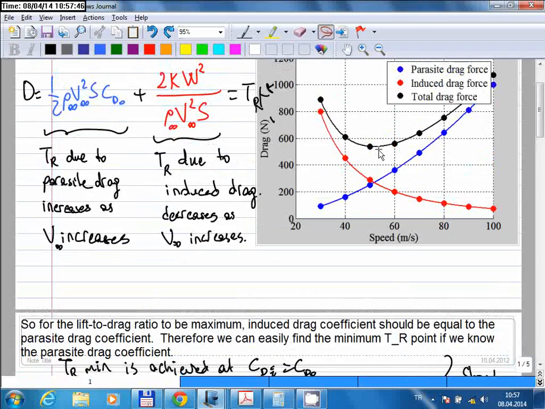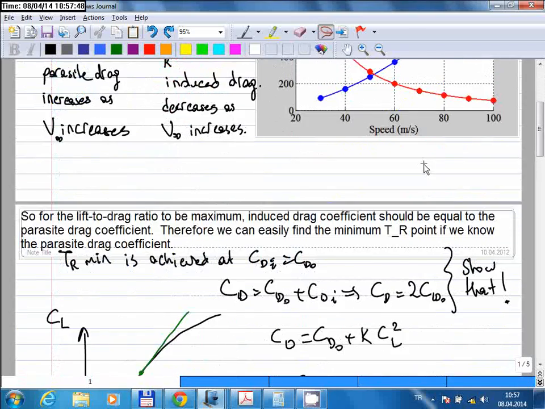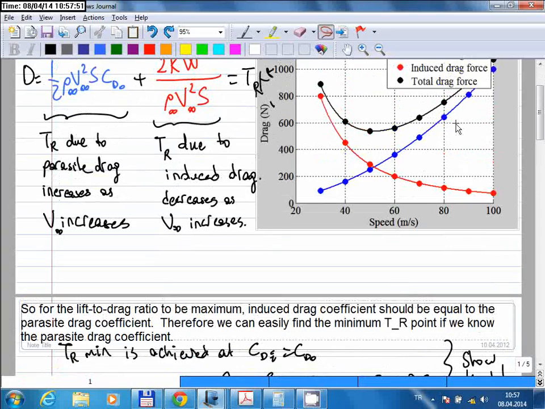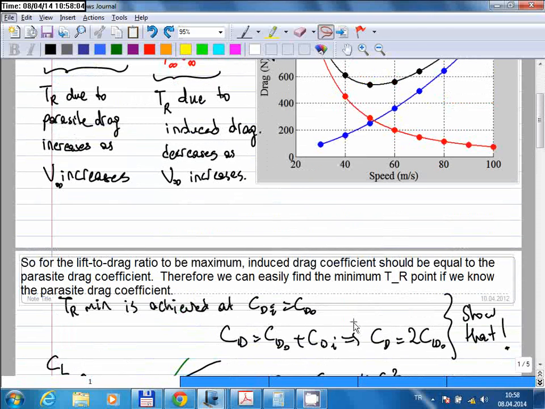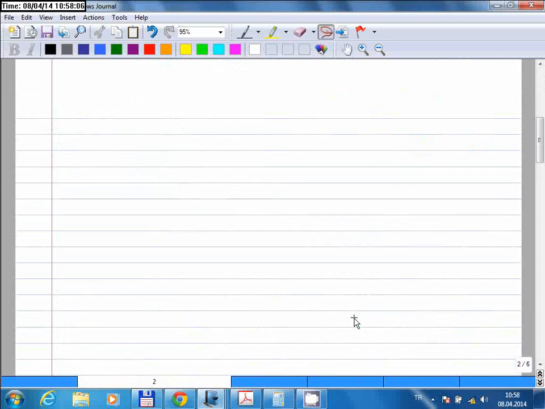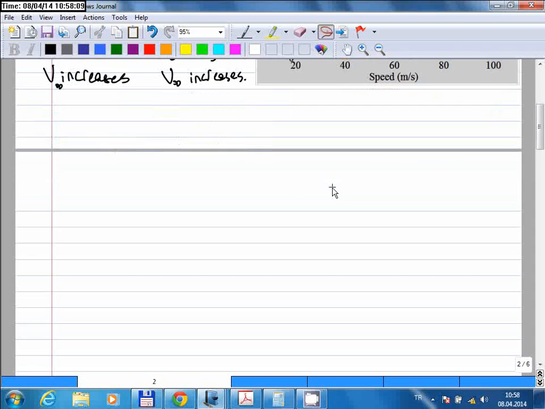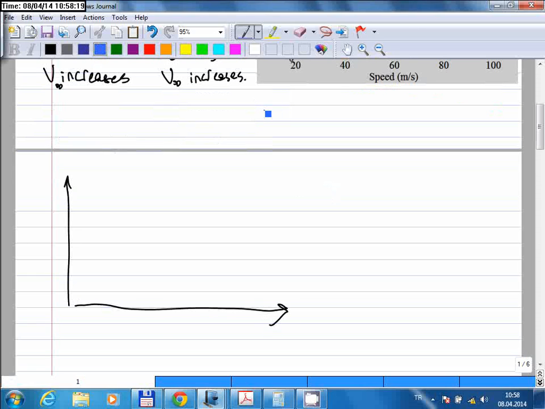And if you want to find that out, you can go back to the equation. So we are looking for a condition at which this point will be achieved. Okay, so before that, let me show you something and let's discuss that a little bit. I said that this graph is really important and we will be doing our calculations based on this graph. So let's think about that a little bit.